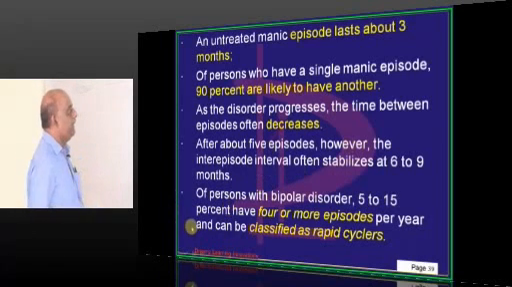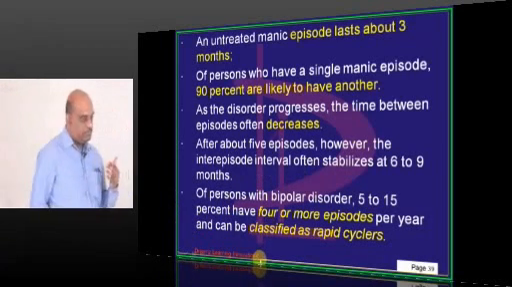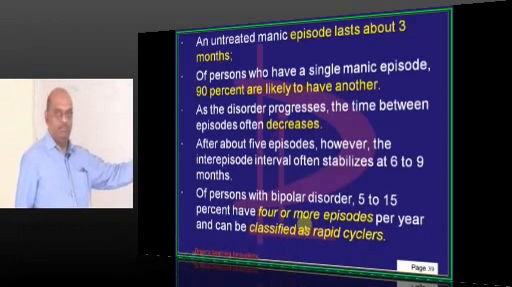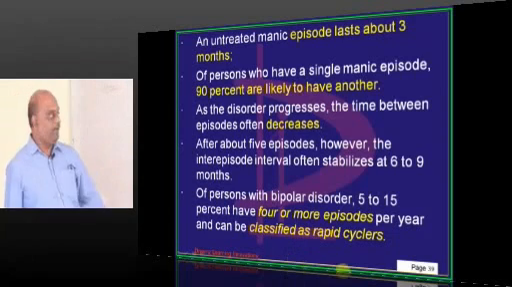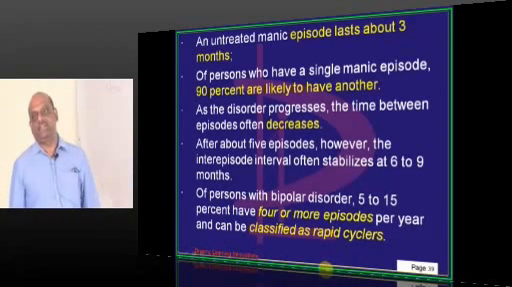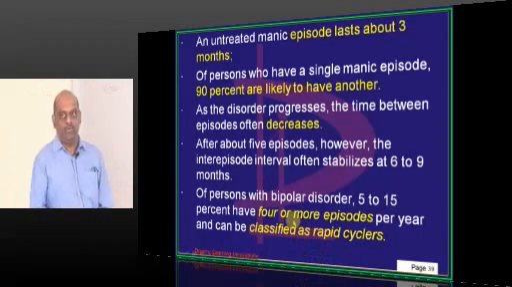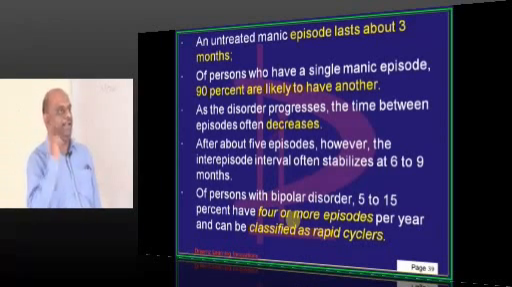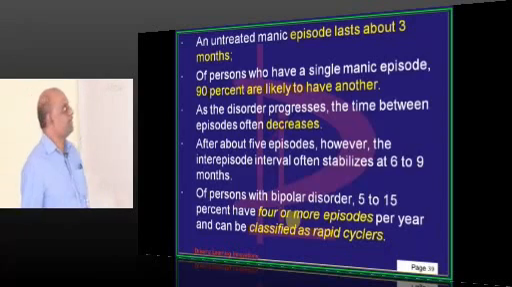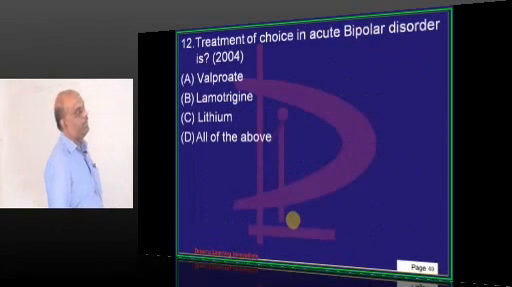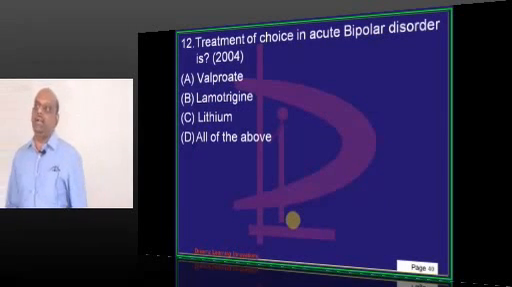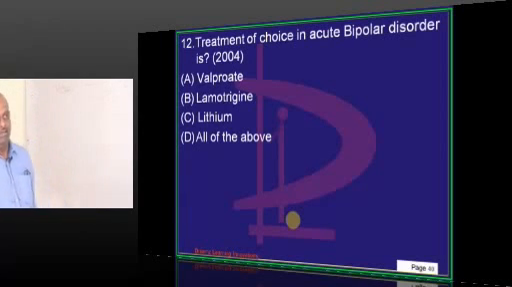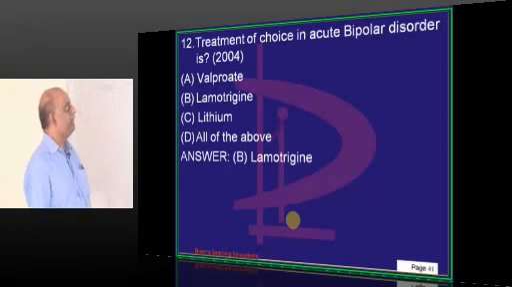And typical number of episodes: around 5 to 15% of the people will be rapid cyclers. And to call it rapid cycling, what is the golden number you should remember? 4 or more episodes in 1 year become rapid cyclers, is what you need to remember. For acute bipolar disorder, what is the treatment of choice when the situation is acute?